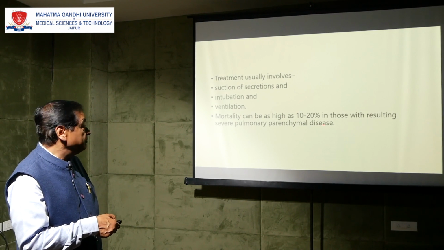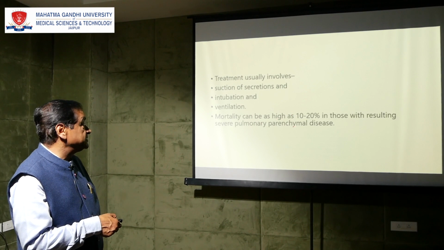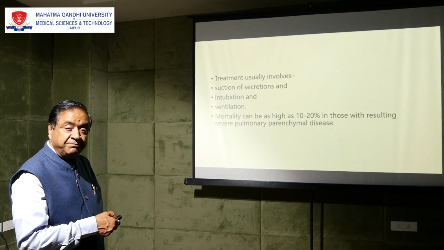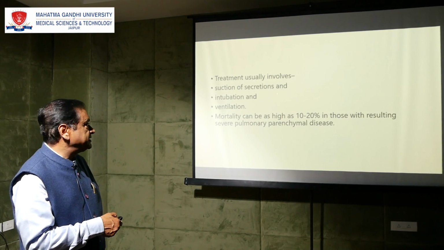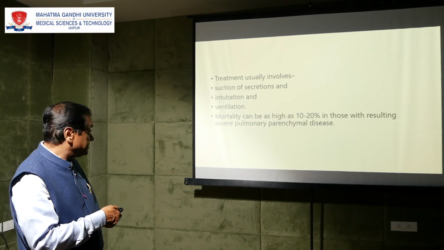Why is it so? Because when meconium reaches the pulmonary parenchyma, it causes severe parenchymal pulmonary disease. That is because of the chemical pneumonitis. And ultimately, when the patient does not recover, mortality can take place.